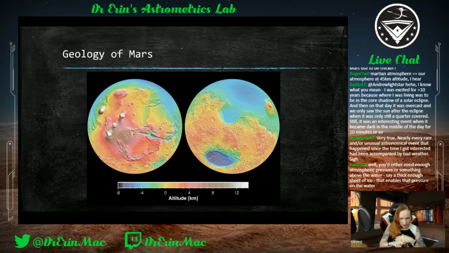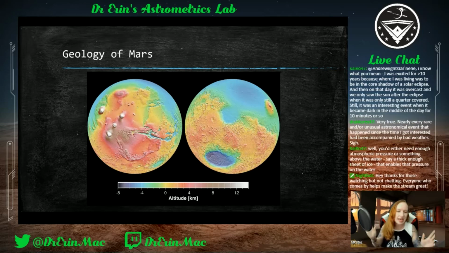Yeah, and Cairo said you'd either need enough atmospheric pressure or something above the water, like ice. Yeah, I mean, that's fair. I mean, exposed surface water, absolutely. But the question is, so what happened? What happened to that magnetic field? What happened to the core of Mars that caused that to happen?